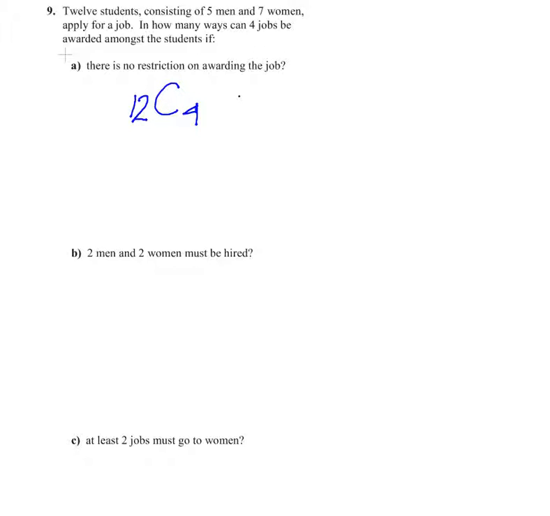So when we plug this into our calculator, go 12, and then go to the left, go down to 3, and we get this equals 495 options.